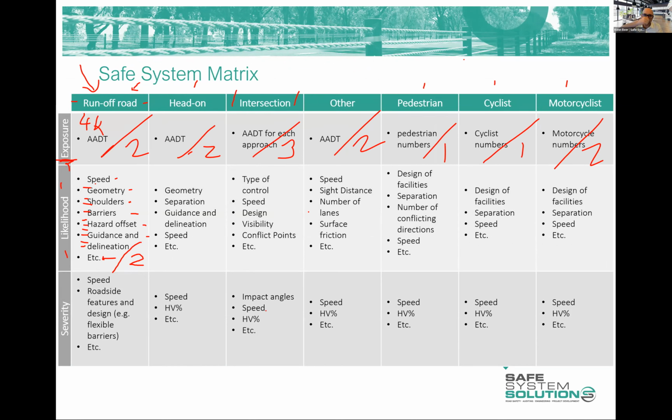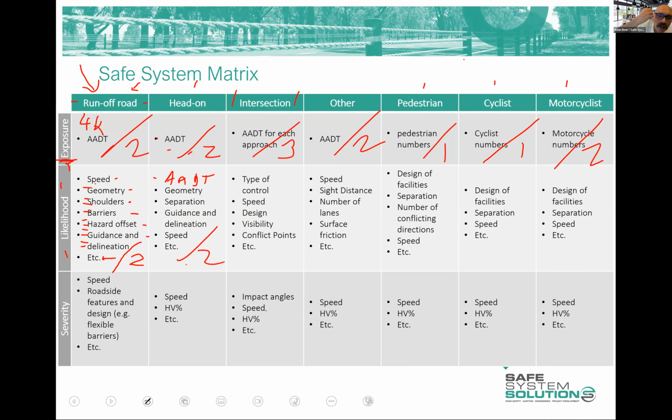Then you do the same for head-on. Maybe for head-on, well, you've got the same road environment, don't you? But there's less offset. Funnily enough, AADT appears again in here, because your chance of hitting another vehicle is based on the volume. Your exposure is based on the volume as well. A little unique, but I'm going to put a 2 in there as well.